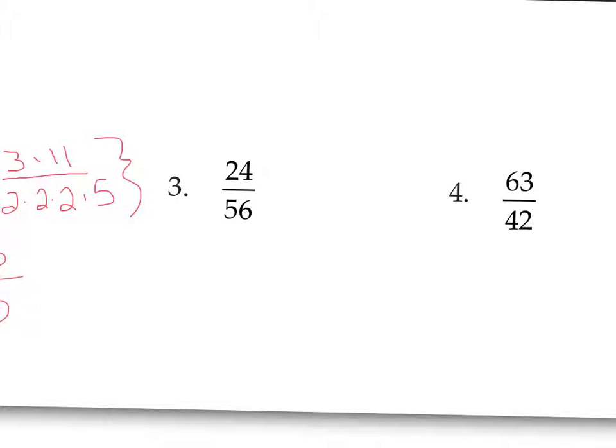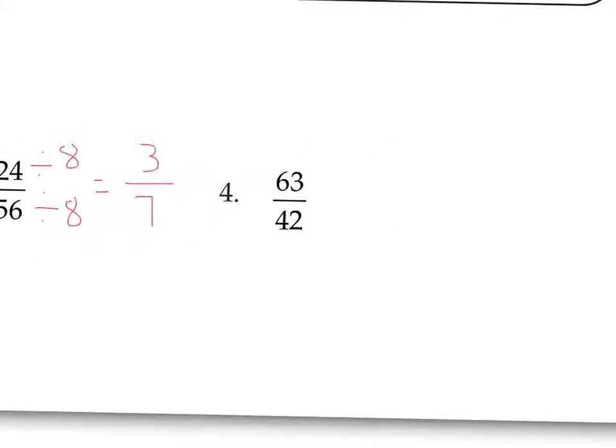24 over 56. Again, these are both divisible by 8, so you can reduce by dividing them both by 8. Or you could write out the prime factors and reduce that way if you like.